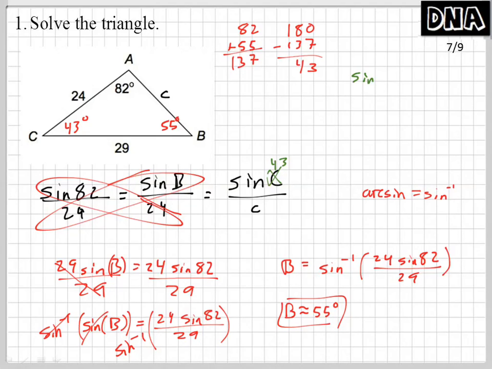We have sine of 82 over 29. I just copied that right there. And then I have to write this one: equals sine of 43 over C. Then you do the same thing, cross multiplication. So 29 times sine of 43 equals C times sine of 82. A lot nicer this time, because our C is not inside of the trig function. C is multiplying the sine of 82.